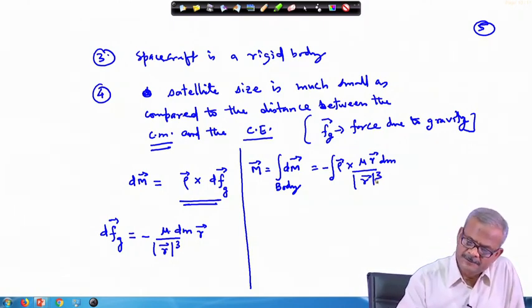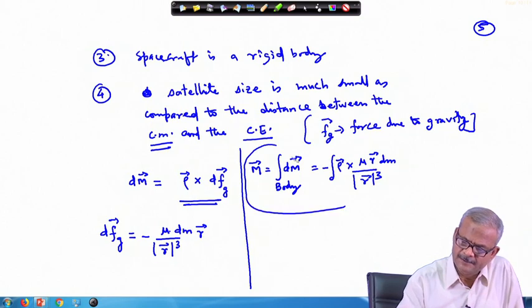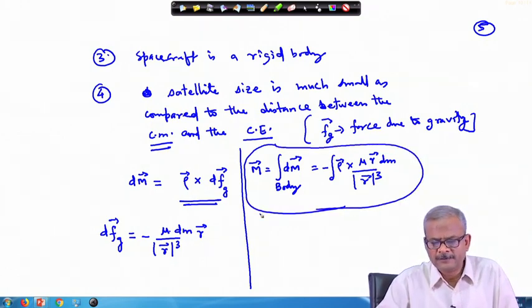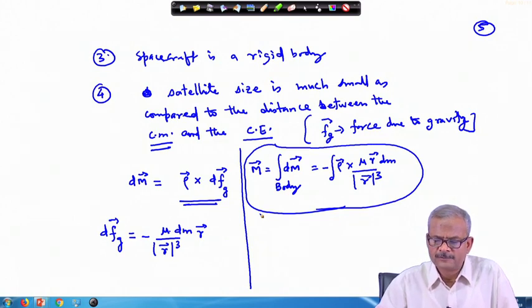So, this is our basic equation, and we need to develop it further to get the equation of motion of this rigid body, which is in this case the spacecraft under gravity gradient.